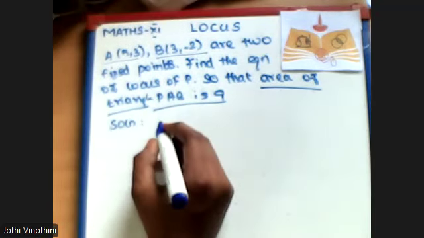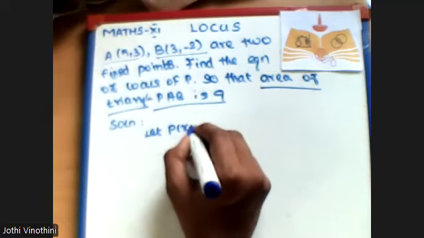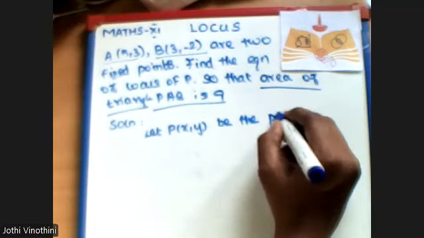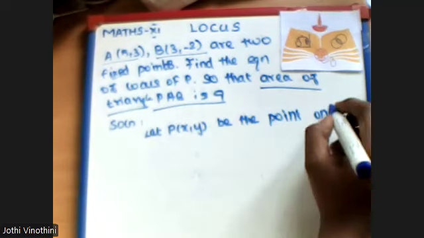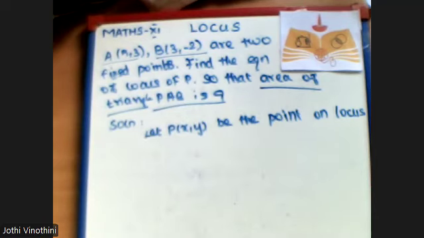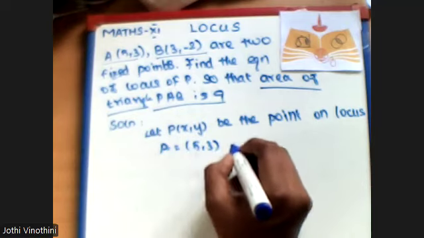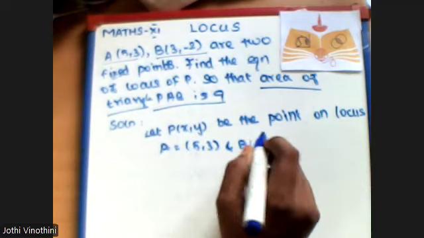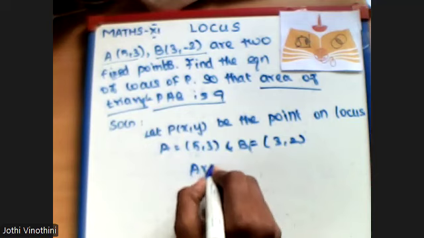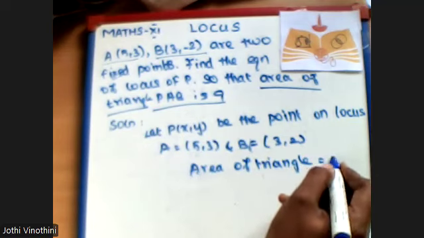Shall we start? Let's take P, the point with coordinates x and y, to be the point on the locus. We know A is (5, 3) and B is (3, -2). And the area of the triangle that is given to us is 9.